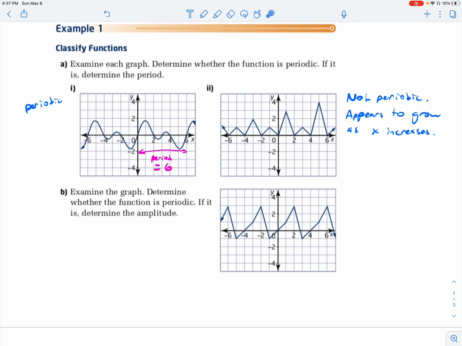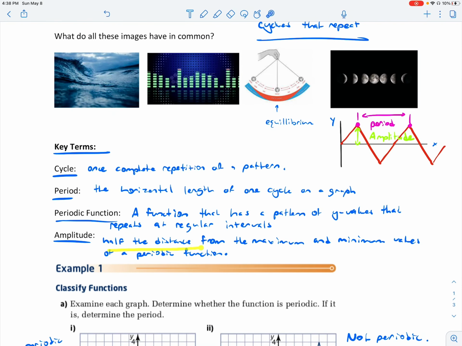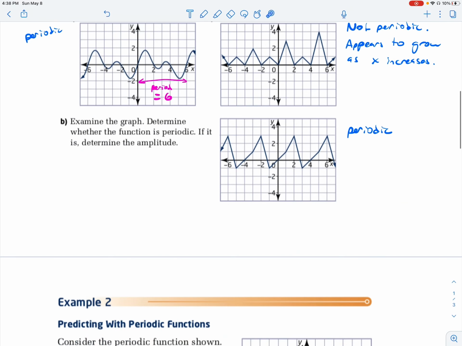All right, for part B we're going to analyze this graph here. It says determine whether the function is periodic. This looks like it definitely is repeating, that same pattern all the way through. So we'll say this is periodic. And now they want the amplitude. You have to be a little bit careful. It's always half the distance from max to min. That's our definition: half the distance between the max and min values. Sometimes our graphs are centered along the x-axis and we can just get this distance, but that's not half the distance. So we're going to have to read the graph.